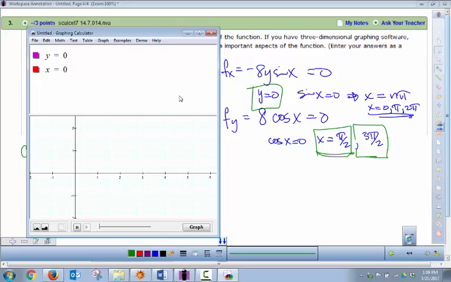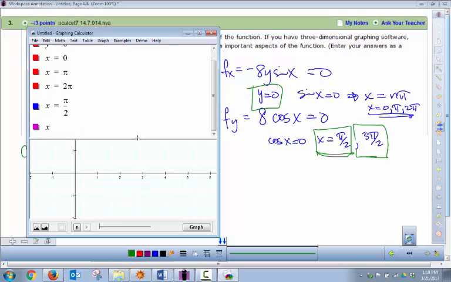x is equal to 0, x is equal to pi over 2, or just pi, and then x is equal to 2 pi. And then what I would do here in this case is set all these to be the same color graphs. And so the red graphs will be the graphs where fx is equal to 0. Now fy is equal to 0, I'll make that a different color. And x is equal to pi over 2, and x is equal to 3 pi over 2.